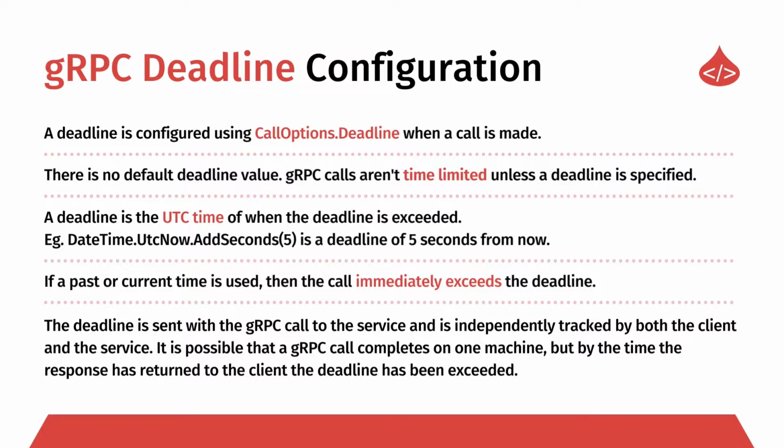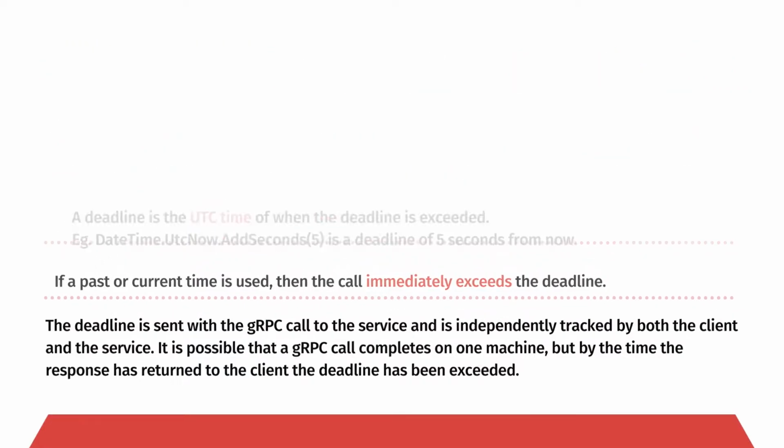The deadline is sent with the gRPC call to the service and is independently tracked by both the client and the service. It is possible that a gRPC call completes on one machine, but by the time the response has returned to the client, the deadline has been exceeded.